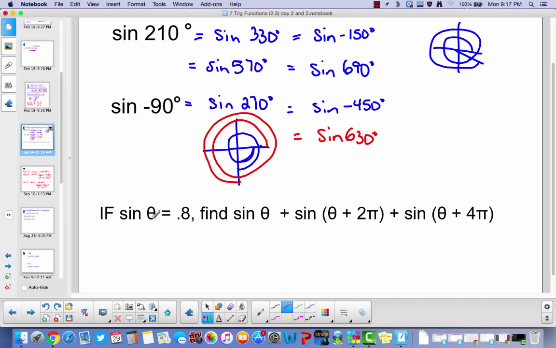Okay, so if the sine of theta is equal to 0.8, well, that's easy. That's 0.8. But what's the sine of theta plus 2 pi? So here's my angle. Let's say it's here. The sine of that value is 0.8. Now if I do sine of theta plus 2 pi, there's my 2 pi and my theta, but I'm right back at the same point. So it's also 0.8. Let's think about sine of theta plus 4 pi.